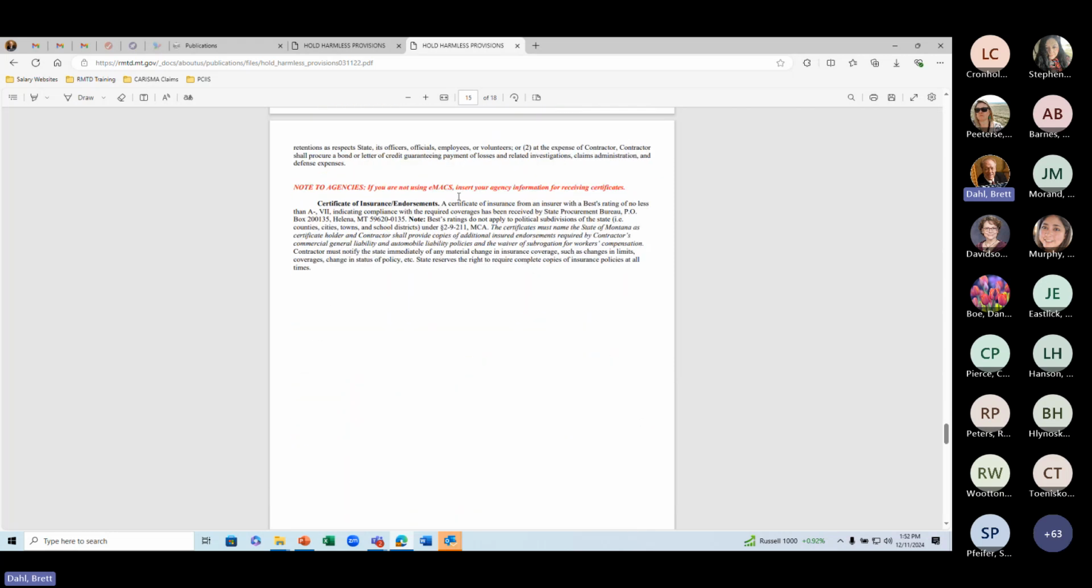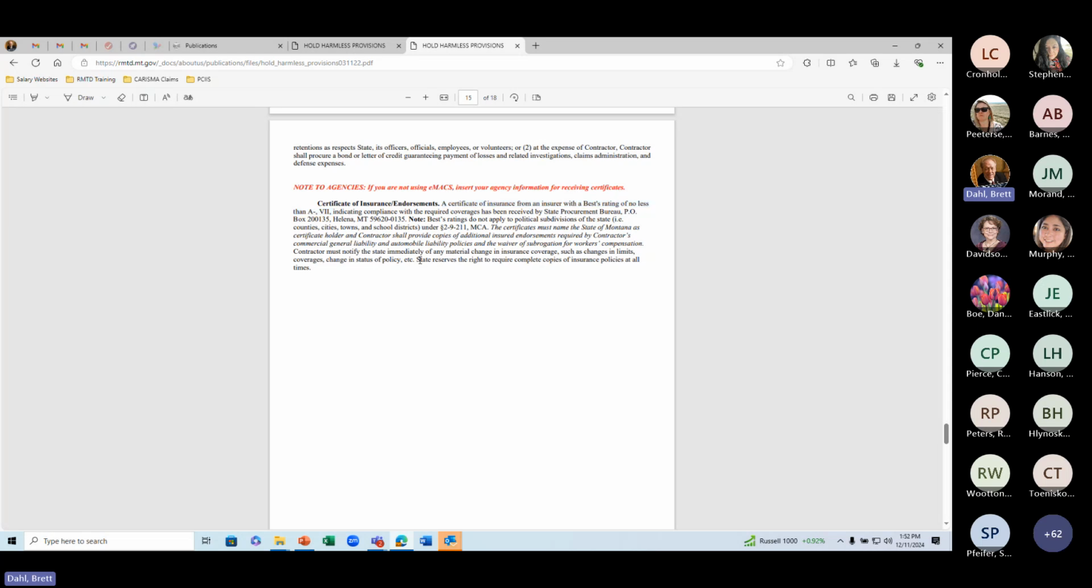And then finally, you're going to require a certificate of insurance from a carrier with the best rating of no less than A-7. That's a pretty good rating from a pretty big company. And that indicates that there's compliance with the required coverages and that the insurance carrier has the financial backing to be able to pay claims on behalf of that negligent contractor if something bad should occur.